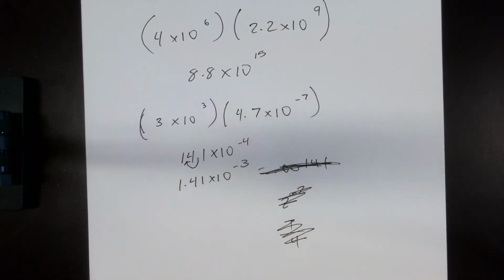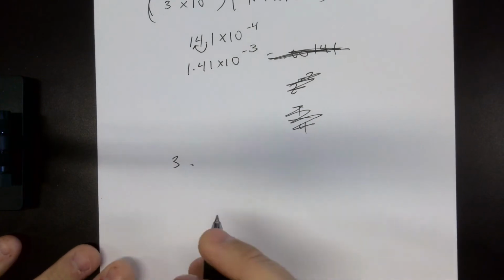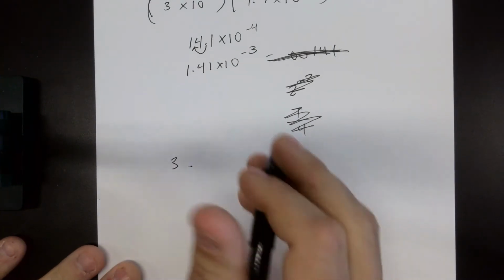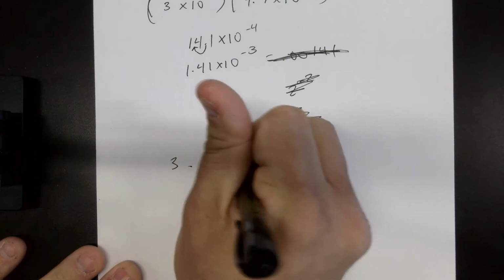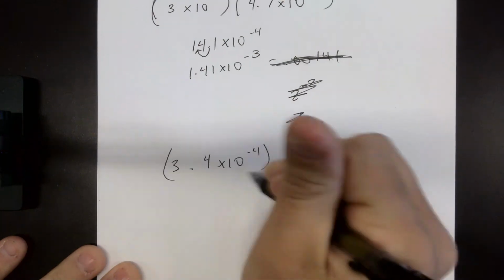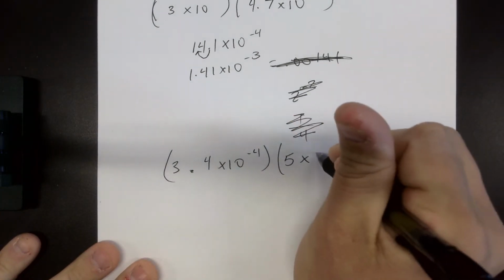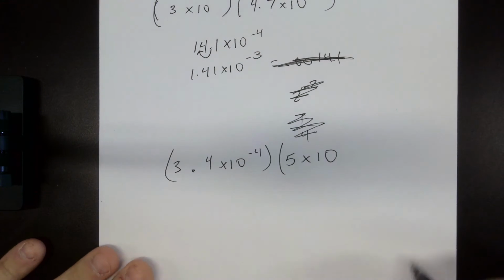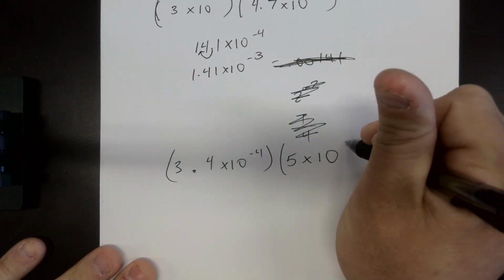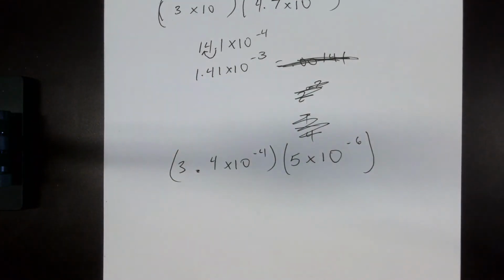Okay, so let's do another one here. You guys are going to help me. Becca, give me a number. 3. Give me a number. 4 times 10. Give me a number, JR. Negative 4. So 3.4 times 10 to the 4. Joe, number. 5 times 10. Spencer? To the 4th, huh? That's not going to help us. We've got to get bigger. Let's go negative 6. Okay, I want you guys to do that one on your own.